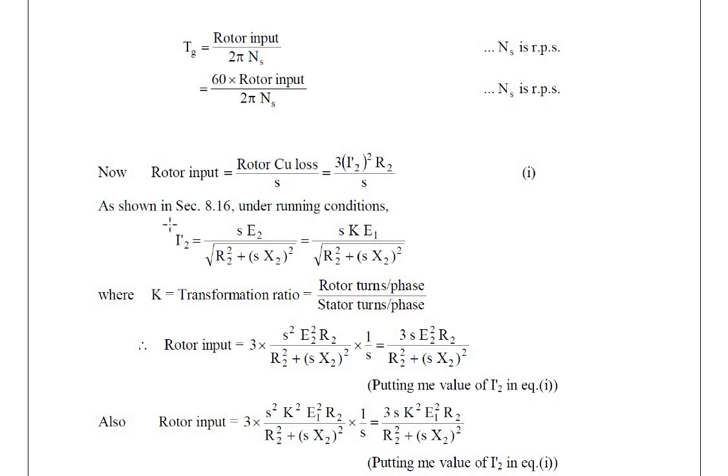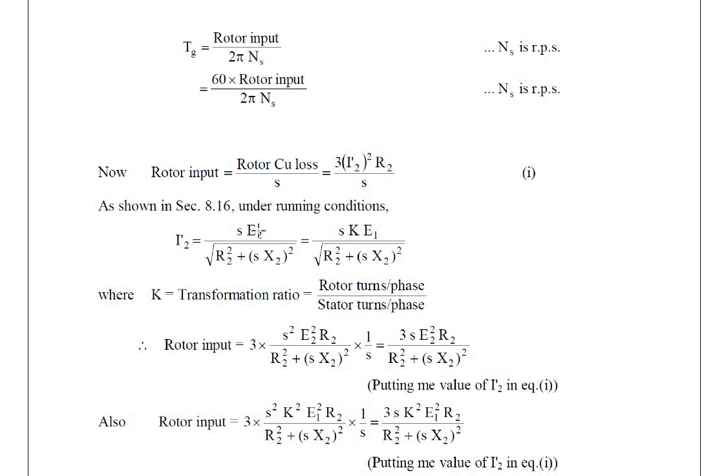I2 dash is the current flowing through the rotor, and in running condition it is simply given by SE2 divided by under root R2 square plus SX2 whole square. So this SE2 is the actual EMF induced in the rotor circuit, and this is the impedance in the running condition. So now this is the equation in the form of E2.